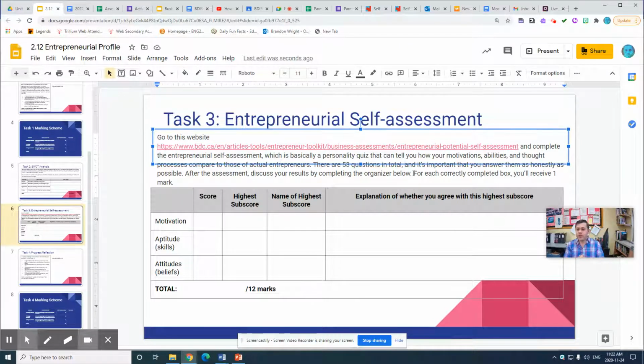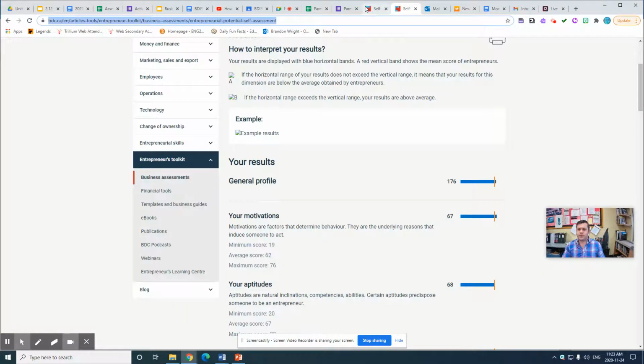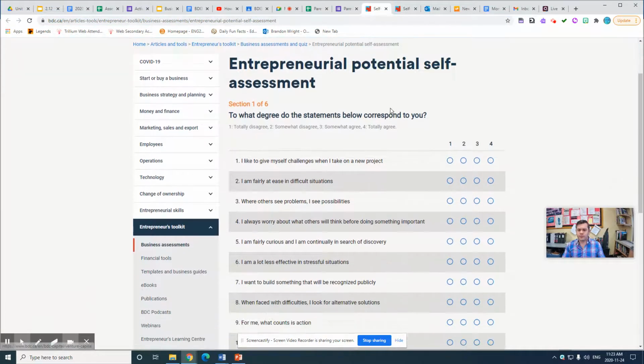Now, for each correctly completed box, you'll receive 1 mark. So there's 12 boxes, 1 mark per box, 12 marks in total. So the quiz looks like this. Nope, those are my results.